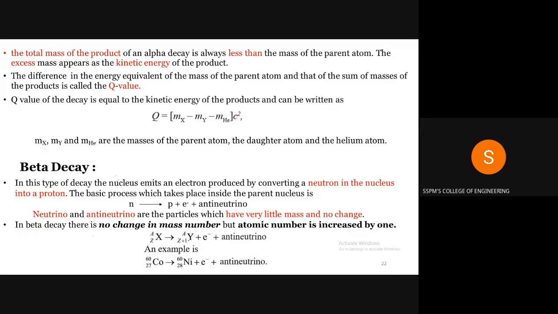So we are getting Z plus 1, and the neutron element plus anti-neutrino. An example is cobalt-27, 16. Z value 27, A value 16.